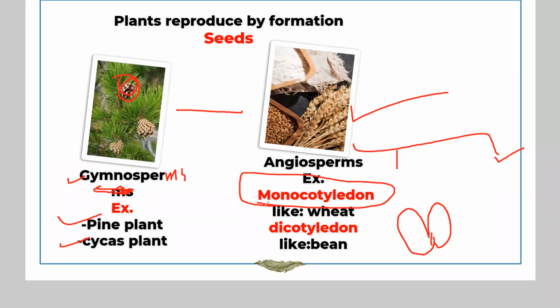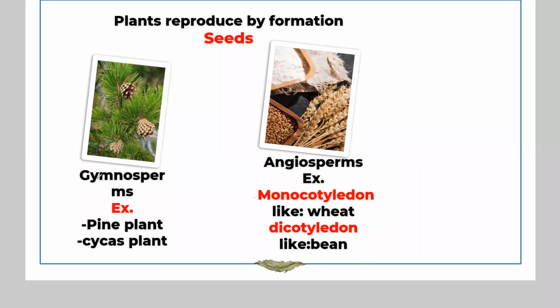So we say mono means one, di means two. Monocotyledon means the seed exists as a single seed, while dicotyledon means that the seed is attached to another one, like the bean. So again, I will repeat all the names again.